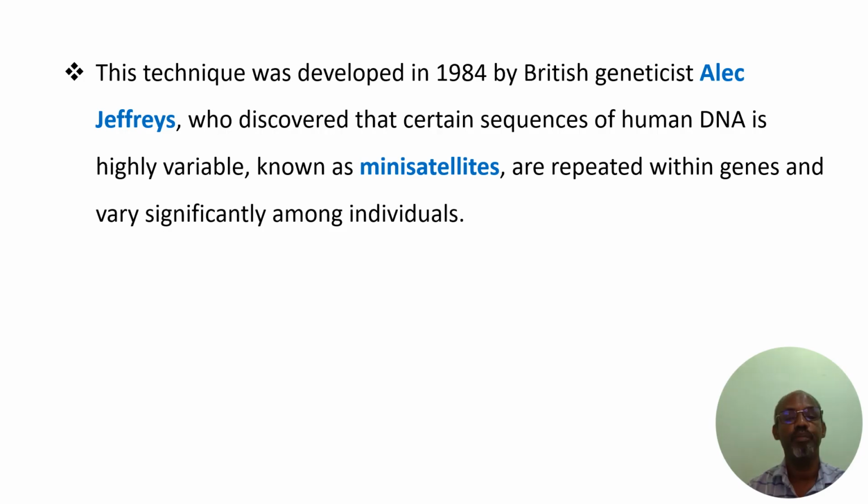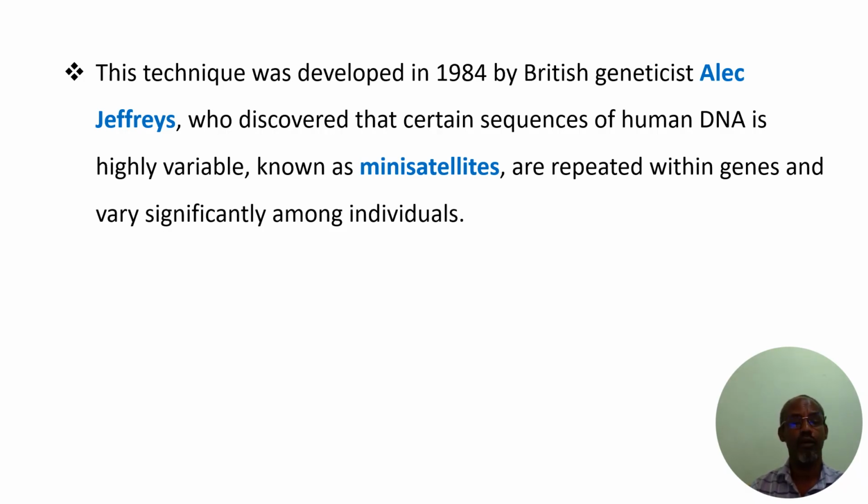This forensic technique was genetic fingerprinting. This technique, the genetic fingerprinting, was developed in 1984 by British geneticist Alec Jeffreys, one of the most controversial scientists with many dark sides, of course, who discovered that certain sequences of human DNA are highly variable. Earlier, I've tried to tell you what is the basis of genetic fingerprinting, this highly variable part of human DNA, which are known as minisatellites.